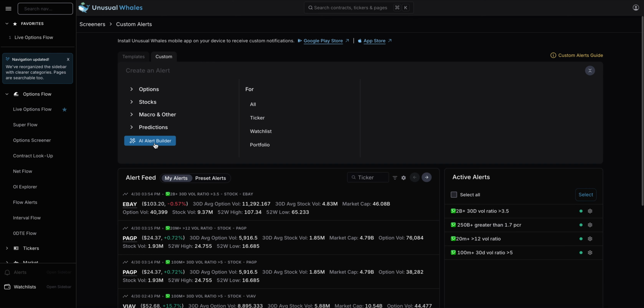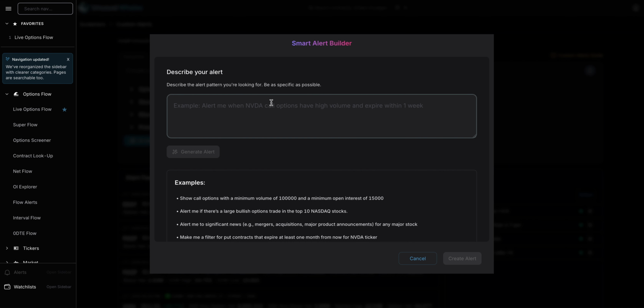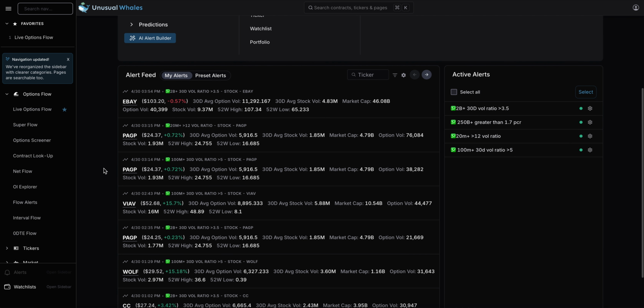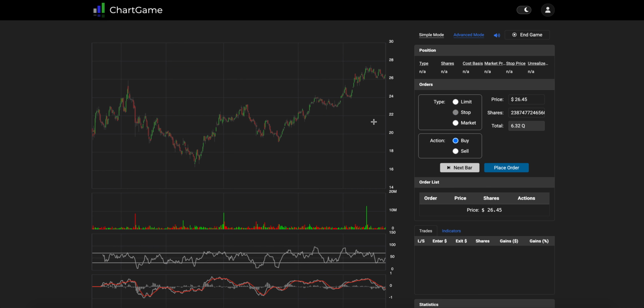And then in custom alerts, you can do a really simple AI alert builder and then integrate that into Claude or whatever AI platform that you're using to try and create some sort of magic AI trader program, which is difficult to say the least. So I'll have to cover the options thing in another video in more depth.